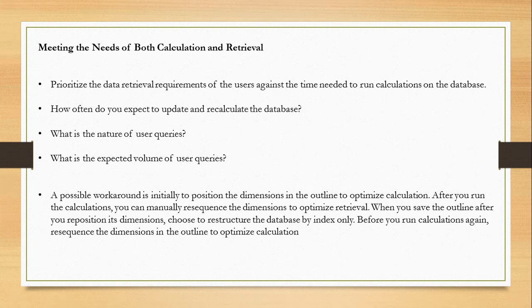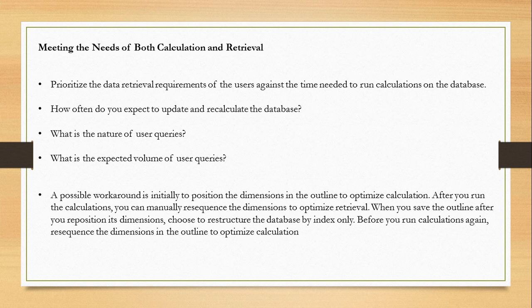So what is the possible workaround? Initially we can position our dimensions in the outline for optimizing the calculation. So what we will do is first focus on optimizing the calculations, and once we are done with the calculations, we can manually resequence our dimensions to optimize the retrieval, and we can achieve this by restructuring our database by index only.